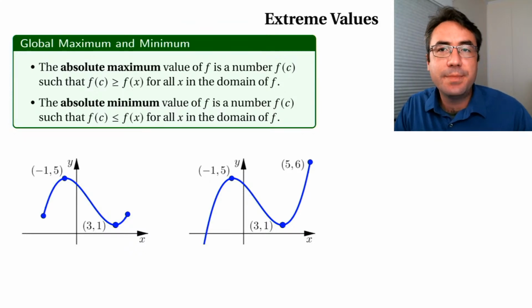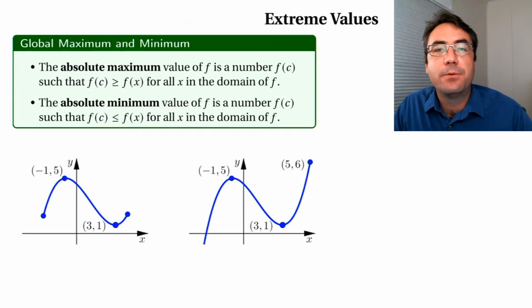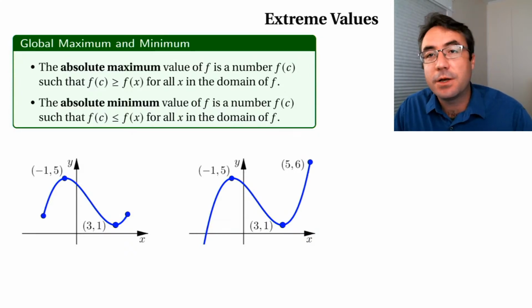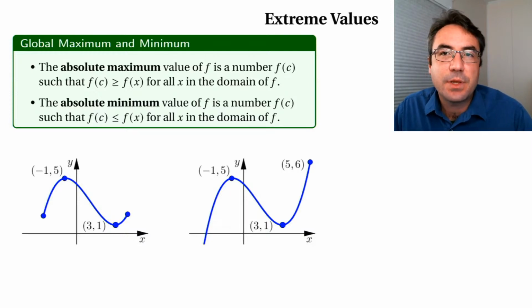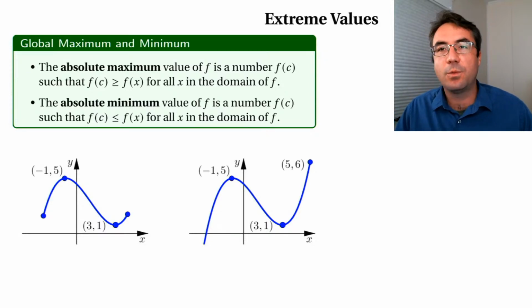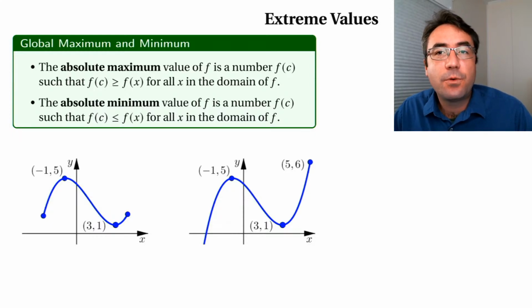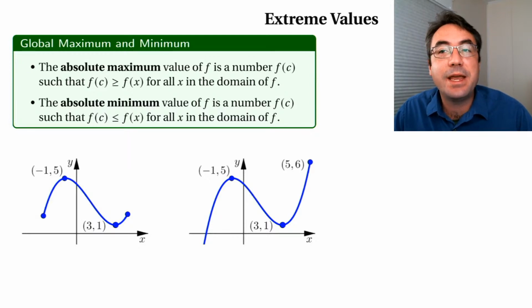So related to local max and local min, well, we could talk about the absolute maximum or the absolute minimum. We also use the phrase global max and global min. So you might see those as well. You might hear me say global max or global min. And so the definition for absolute max, well, we say that the absolute maximum value of our function f, it's a number f of c such that f of c is greater than or equal to f of x for all x in the domain of f.